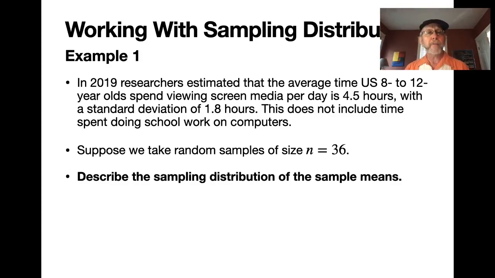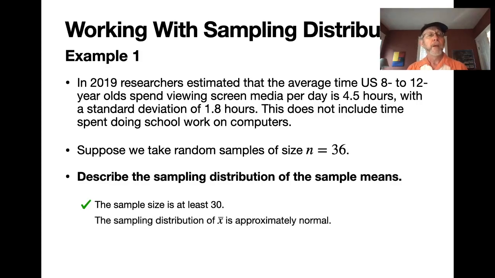Well, we're not given any information about the population distribution except that it has a mean of 4.5 and a standard deviation of 1.8. But we do know that the samples we're taking are of size 36. So we do in fact know that the sample size is at least 30, and so when talking about the sampling distributions, we can assert that the sampling distribution of X bar is going to be approximately normal because it meets that condition that the sample size is at least 30.